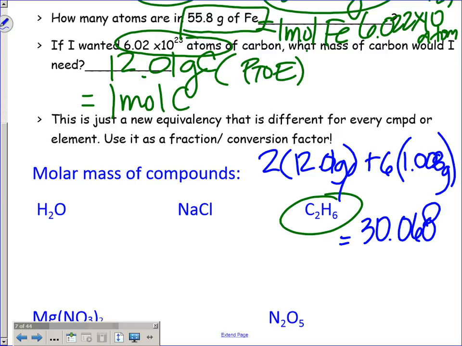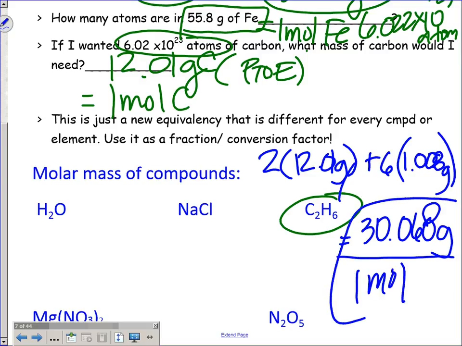And here's how you write the units. Do not let yourself slack on this. Grams per 1 mole. So the molar mass has 2 units, moles and mass, right? But we always say it grams per mole. We don't put moles per gram.